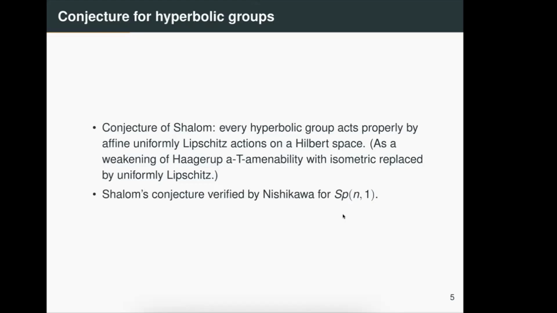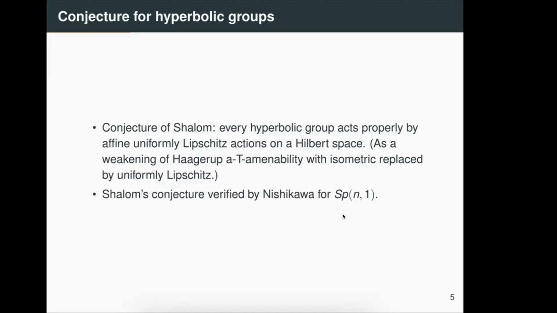It's only been verified for some rank-one Lie groups: Sp(n,1) by Nishikawa, and the exceptional Lie group F4(-20) by Vergara. This is quite a difficult problem. First, you have difficulty producing a cocycle. If you want to produce a proper orbit, you need a cocycle, and for hyperbolic groups in general, besides the Busemann cocycle, you do not really have interesting ideas about which cocycles to consider. And also you need to put a norm on this space so that it's a Hilbert space, which is quite a challenging problem. So people considered a further modification of the question.